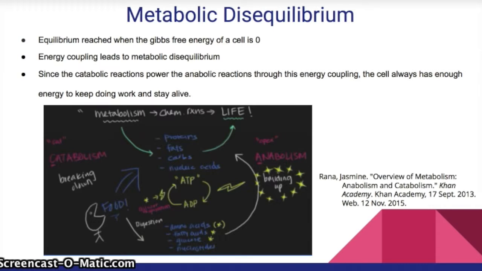What keeps a cell alive is the fact that it is an open system and it is constantly reacting with things. Energy couplings, or the transfer of energy from catabolism to anabolism, lead to metabolic disequilibrium. Since the catabolic reactions power the anabolic reactions, through this energy coupling, the cell always has enough energy to keep doing work and stay alive, and hence humans exist.